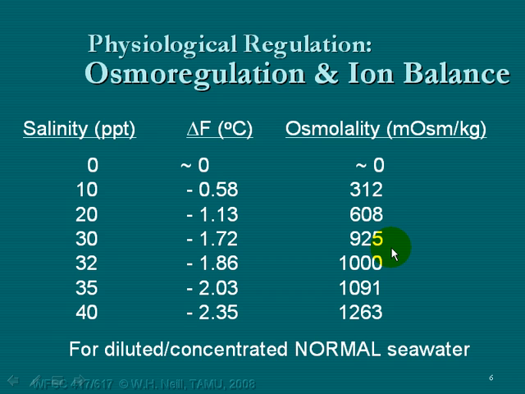but it's a nice way to relate the salinity as we usually express it in parts per thousand of total dissolved solids with the freezing point depression and with osmolality measured in osmoles or milliosmoles per kilogram. Over the range of salinities that would be of most interest to most aquatic biologists, 0 to 40, freezing point depression goes from almost nil at 0, obviously, to 2.35 degrees below 0 at 40 parts per thousand.